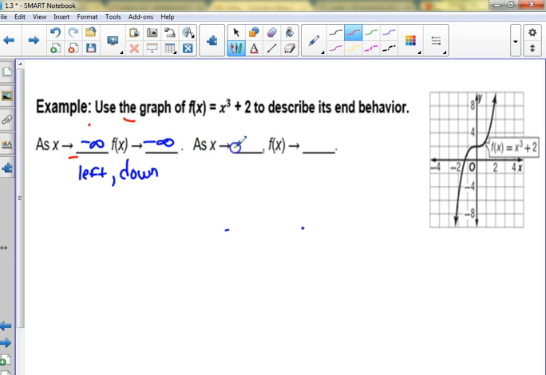If I want to say the right, I say x is approaching what on the far right? Infinity, and it's going up, so I'm going to put in infinity. So these would be right, up. We good? All right.